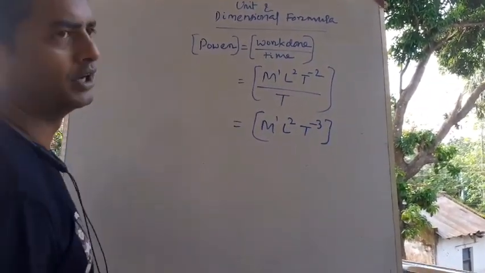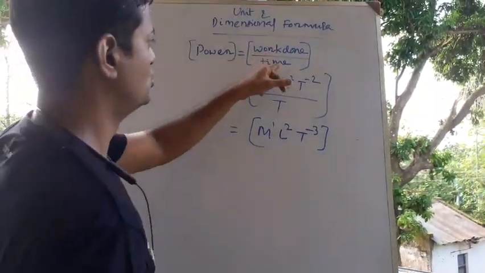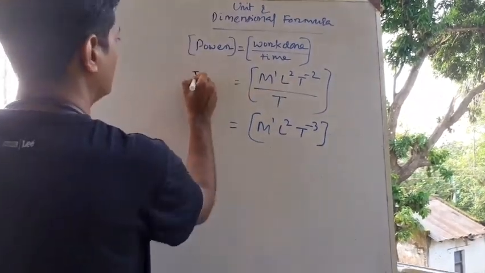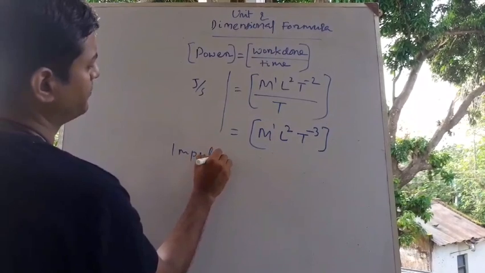And what will be the unit? You know about the unit, or you can write joule per second. The unit is joule per second. This is power. Now impulse, a new quantity.